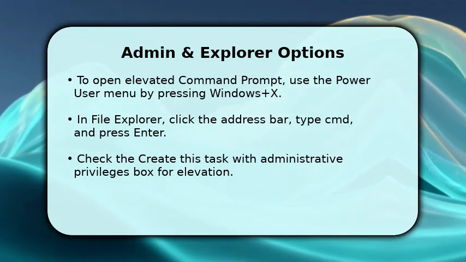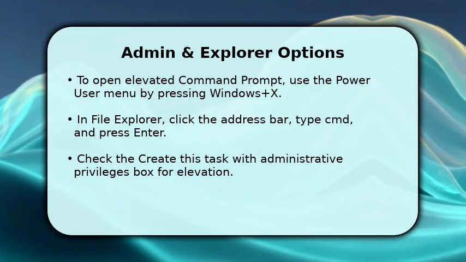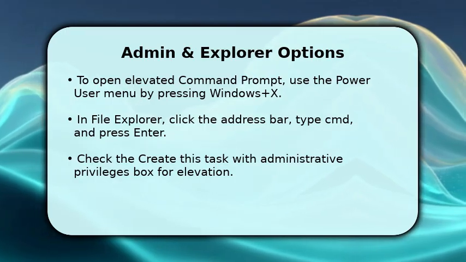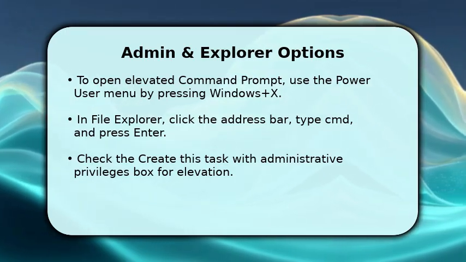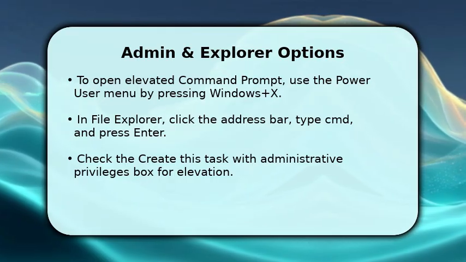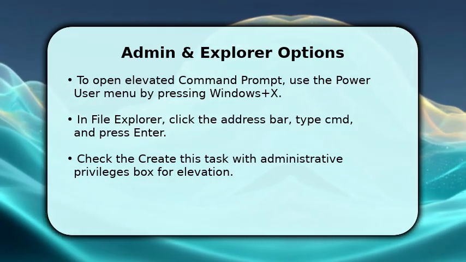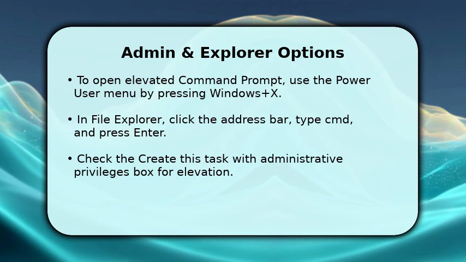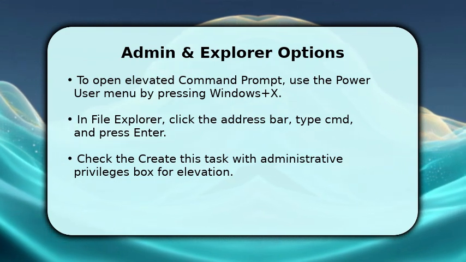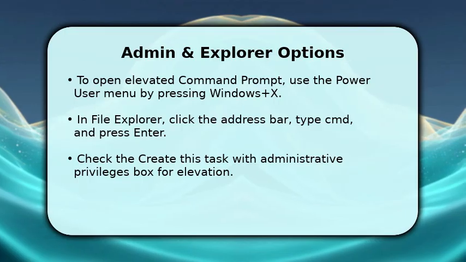Press Ctrl plus Shift plus S to open Task Manager and use File Run New Task. Check the Create this task with Administrative Privileges box for elevation. Each method lets you run commands with either standard or admin permissions. I explain when to use elevated prompts and when standard prompts are safer.